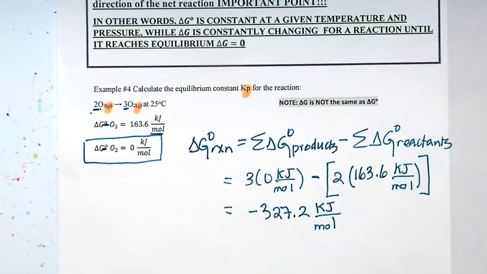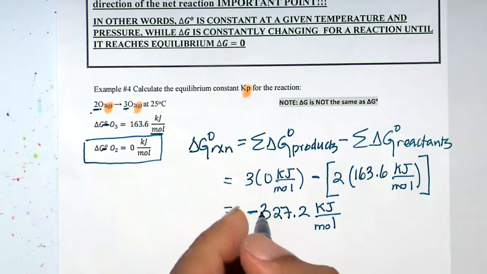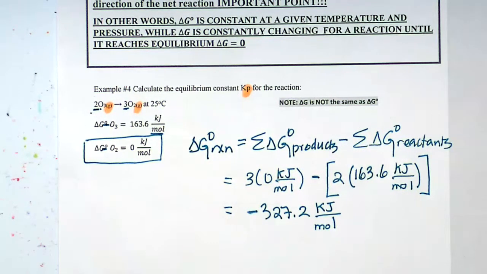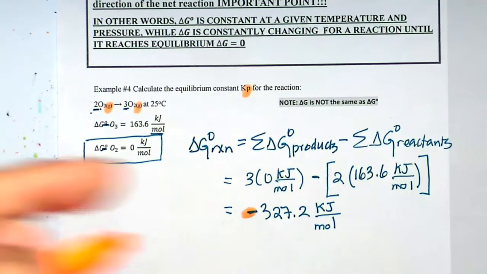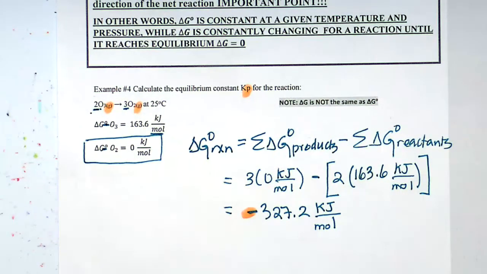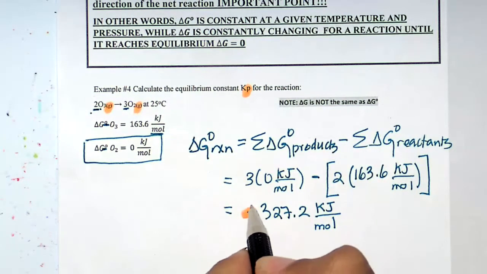Okay, automatically that minus sign should tell you one thing, and that this is an exergonic reaction. How do I know it's exergonic? Because of the negative. Very good. So exergonic, which means this reaction favors the products. It favors the forward direction. So let's just remind ourselves the negative value is exergonic.